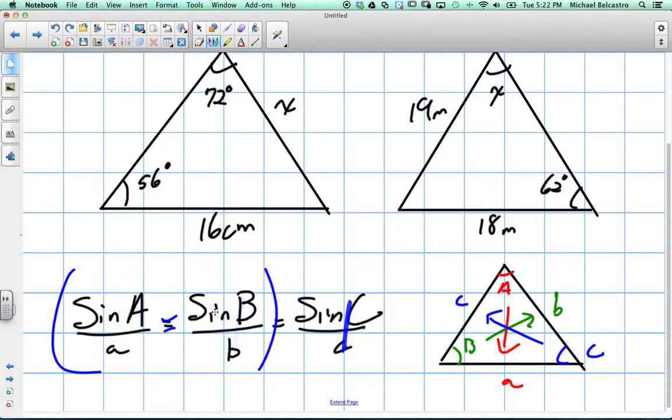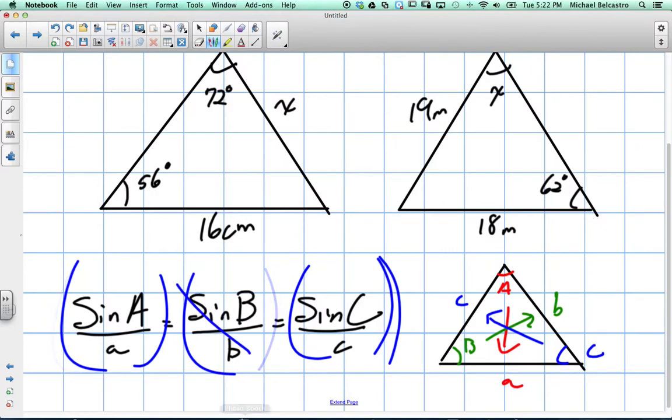Maybe I use A and B together, or I use side B and side C together, or I use A and C together. The idea is we can always cross out the other one. We only need to set two equal to each other. So what does that mean for this?